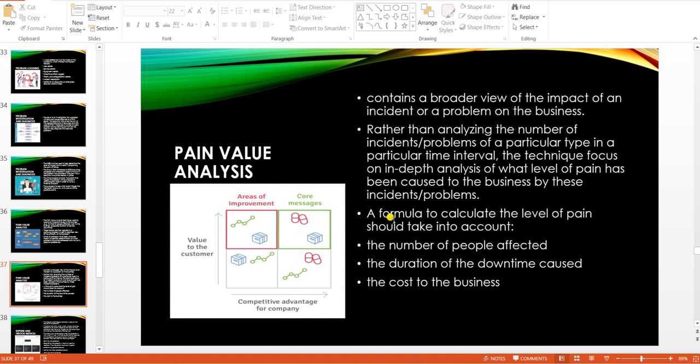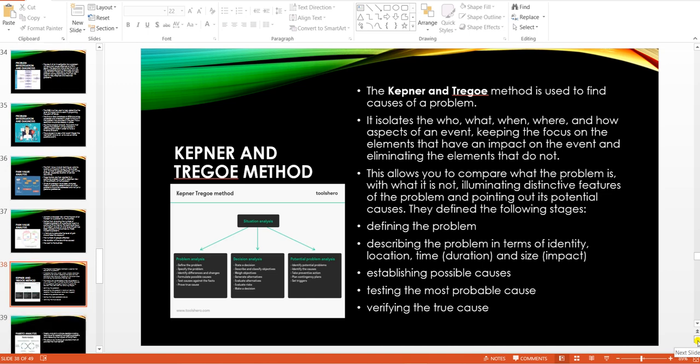So also, you need a formula to calculate the level of pain, which should take into account the number of people affected, the duration of the downtime, and also the cost to the business. Also, we've got another technique which is called the Kepner and Tregoe method.